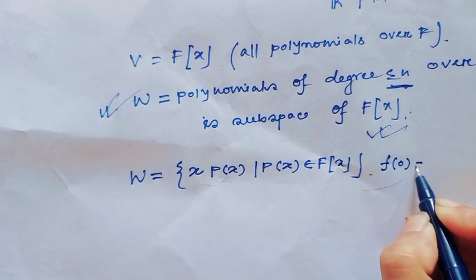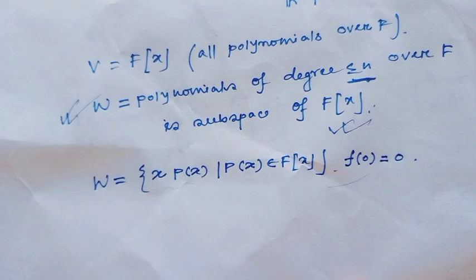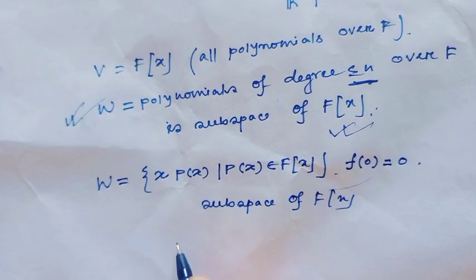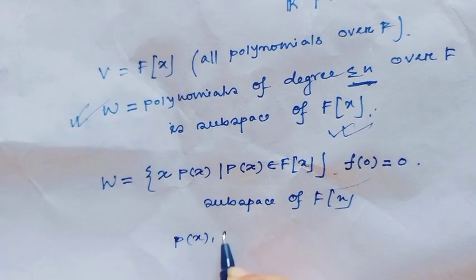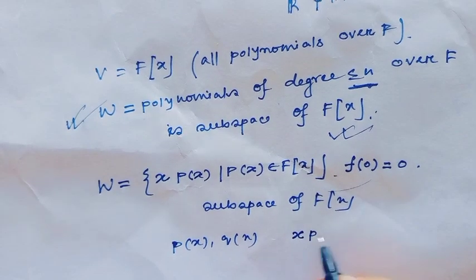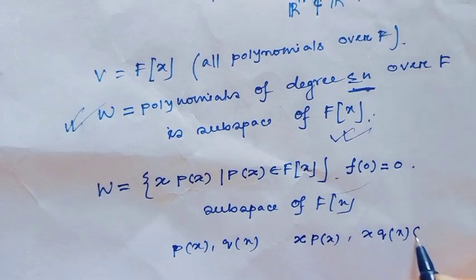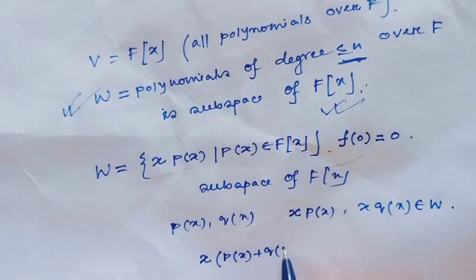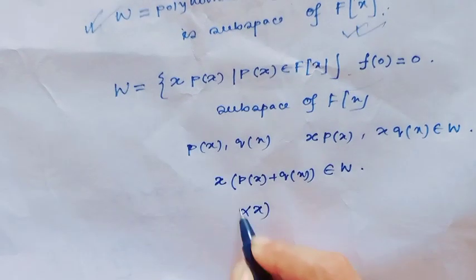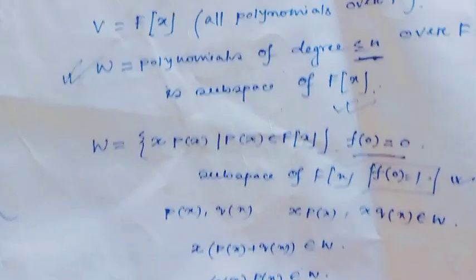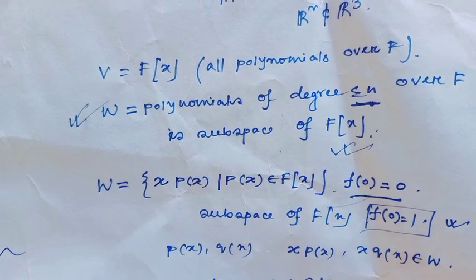Okay. Next, if we consider W equal to {x p(x)}, where p(x) belongs to F[x], obviously this means such polynomials whose root is 0, that means f(0) equals 0. This is also a subspace of F[x] because if we consider two polynomials x p(x) and x q(x) which belong to W, then their sum, x times (p(x) plus q(x)), is also a member of W, and alpha times x p(x) is a member of W. So W is a subspace of the vector space F[x].